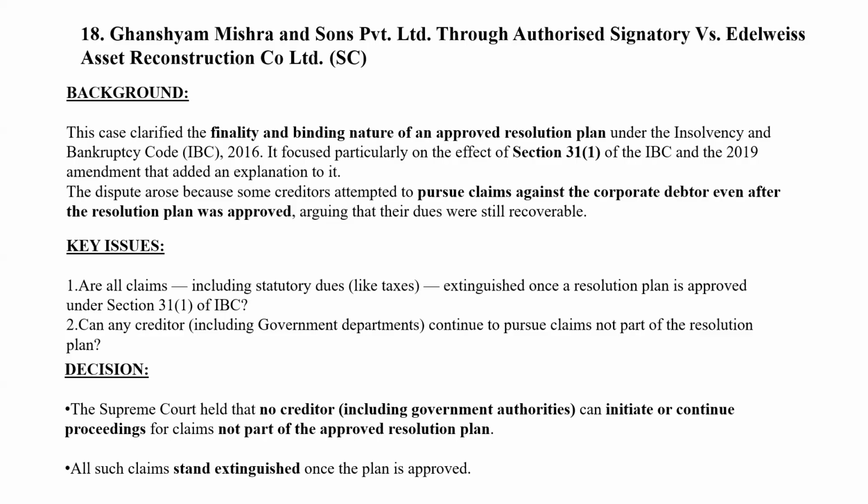Why this was inserted? Because government authorities were of the view कि भाई हमारे ऊपर तो ये resolution plan नहीं चलेगा, हमारी liability तो separate है ना? We can still claim even after the approval of the resolution plan. तो इसमें 31(1) में clarification आया 2019 में. क्या बोला? It is equally binding on the central government, state government or any local authority. 31(1) if you see, so it contains this explanation.